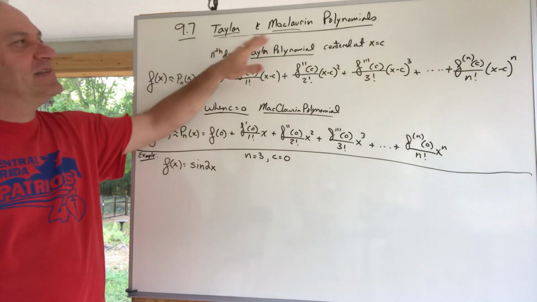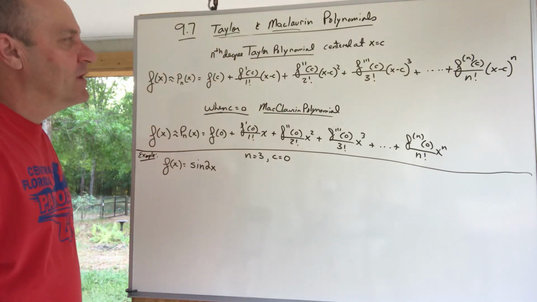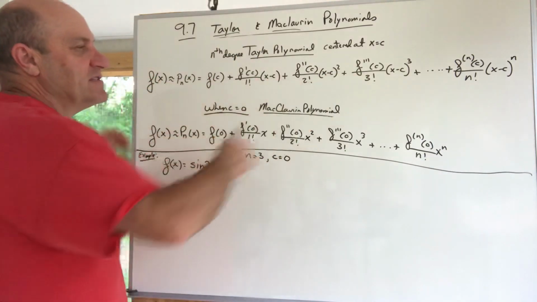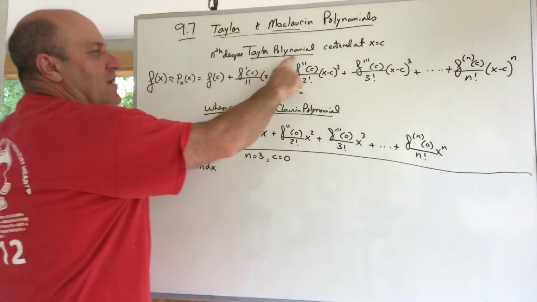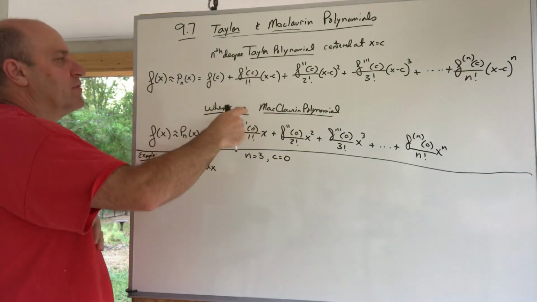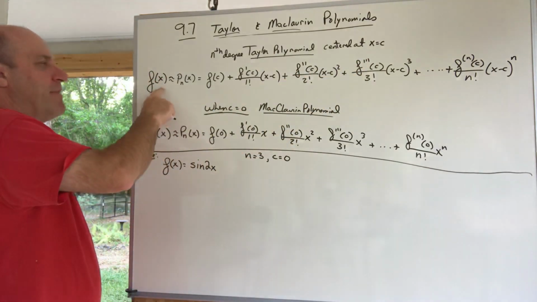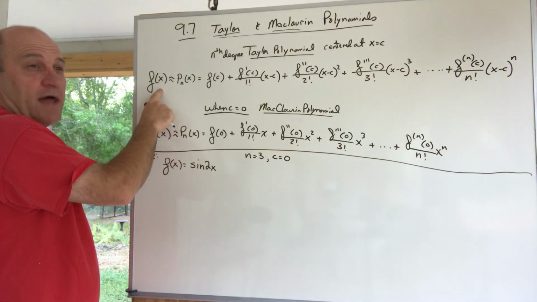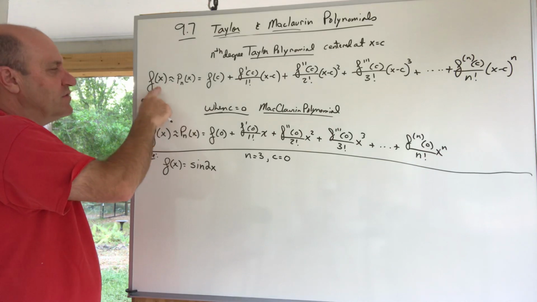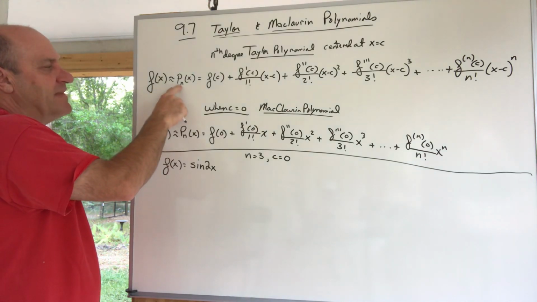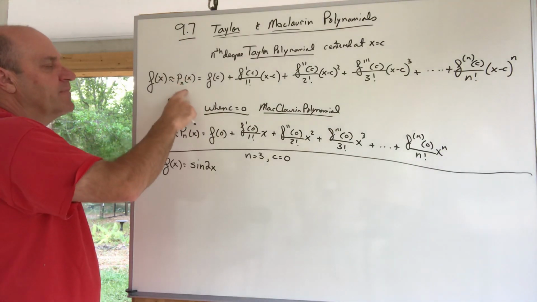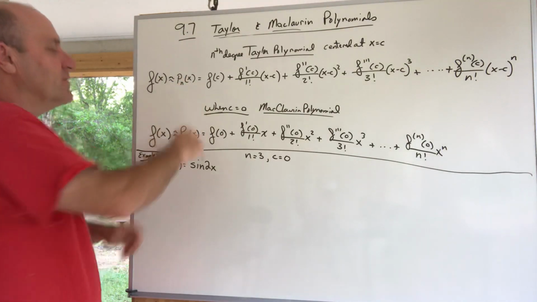I wanted to tell you about these Taylor and Maclaurin polynomials. So this is this big crazy formula for the nth degree Taylor polynomial. You can make a polynomial centered at c that matches any function, that approximates any function. So notice I've got some function, it could be anything. It's approximated by this nth degree polynomial. And then here's what you do.